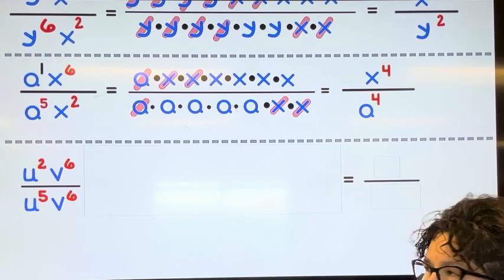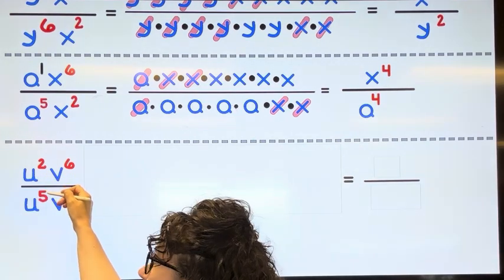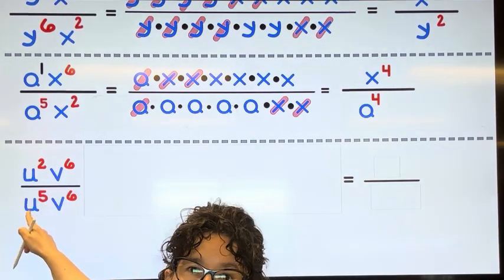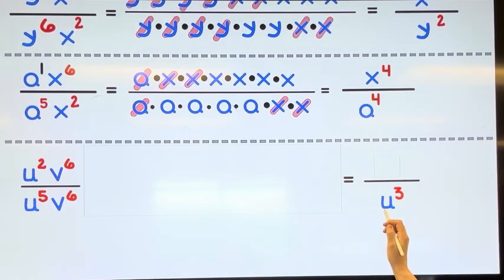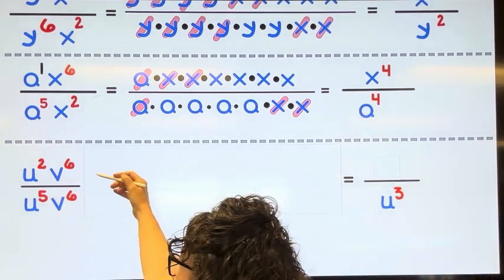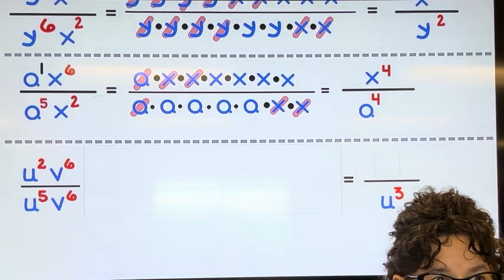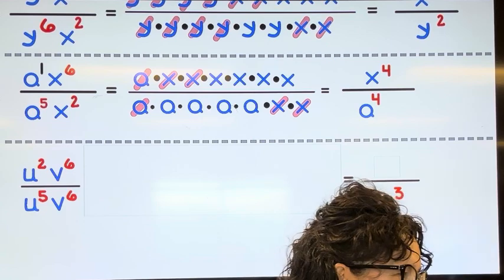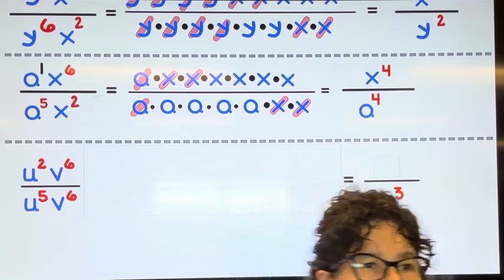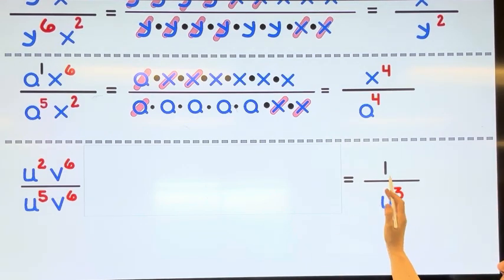This one's a little trickier. I have 5 minus 2, so I'm going to have u to the third. There are more u's in the bottom. So I have the u to the third in the bottom. But if you use the rule subtraction here, 6 minus 6 is 0. So I would get v to the 0 power. And you might wonder, what does that mean? But anything to the 0 power equals 1. So I end up with 1.